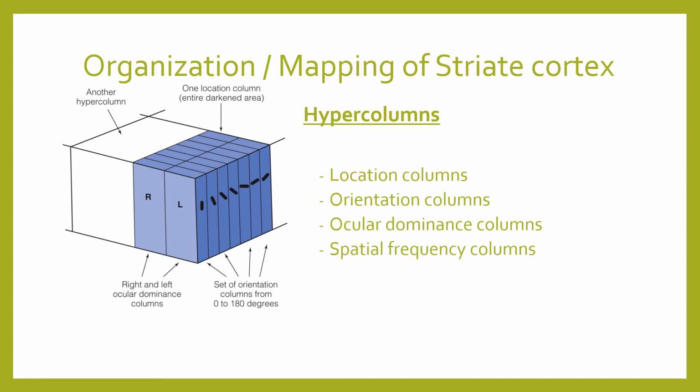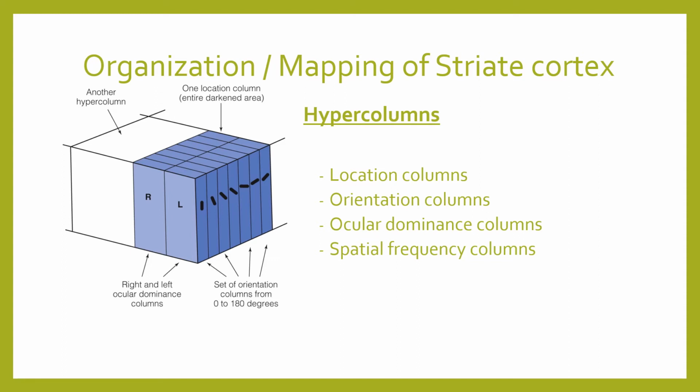So hypercolumns are giving us information about a particular location. They have these orientation columns. So what you can see going from kind of right to left, we're kind of on a z-axis, is where I'm putting that. We start with a vertical and then these different obliques until we get to horizontal. So we have these different orientation columns. And if you see the R and the L there, within the location column, we have a right eye dominant column and a left eye dominant column.